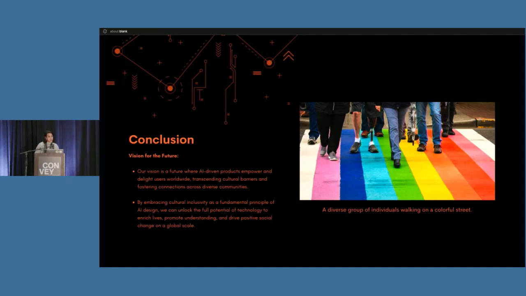I mean, as humans, we have our own limitations, and these tools have their own limitations. But they also can do magic with all the biases and everything. So why not leverage that in order to create a more inclusive, virtual and real-world experience for people? By embracing cultural inclusivity as a fundamental principle of AI design, we can unlock the full potential of technology to enrich our lives and promote understanding and drive positive social changes on a global scale.